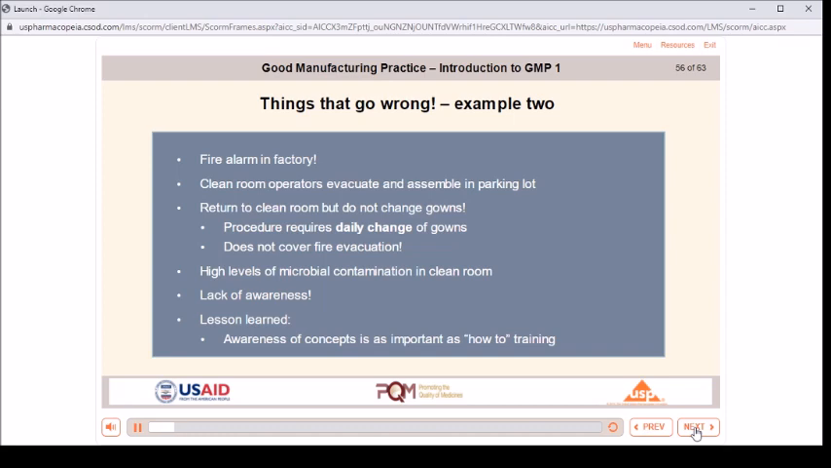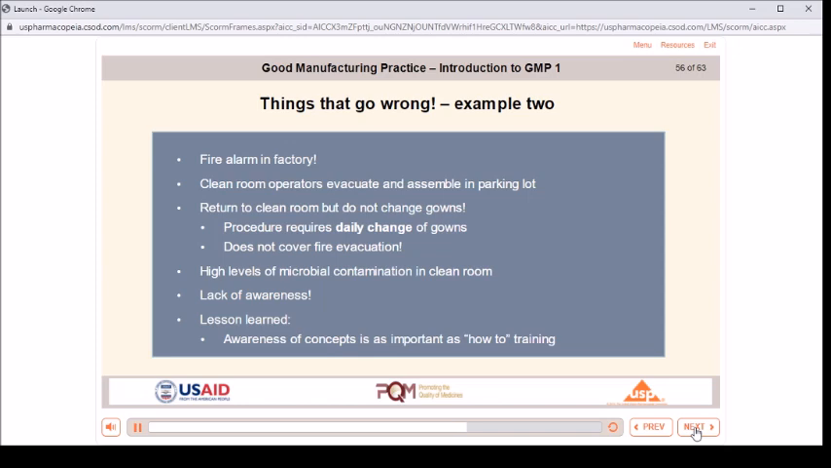Example 2. Following a fire alarm in the factory, the clean room operators assembled at the fire assembly point in the parking lot, still wearing their clean room gowns, since the fire regulations require that everyone evacuates the building immediately and does not stop for any reason. The gowns were not changed when the operators returned to work because the gowning procedure only required a daily gown change and did not cover the fire evacuation. This resulted in high levels of microbial contamination, which took a lot of cleaning and monitoring before it was cleared.